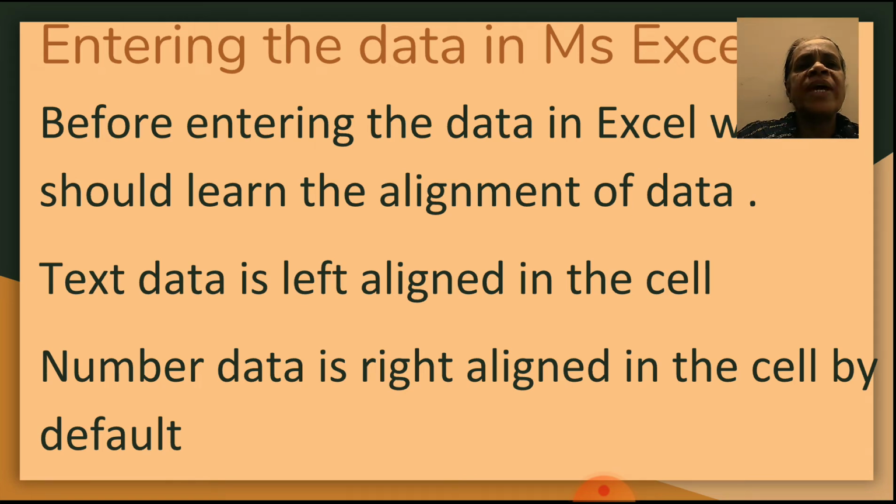Let us see how to enter the data in Excel. Before entering the data, we should know the alignment of the data, or how your data appears when you enter it in a cell. Whatever data we are entering may be text data, which is a collection of alphabets like your names, or it may be number data like the marks. So there are two types of data we are going to enter: text data or number data.